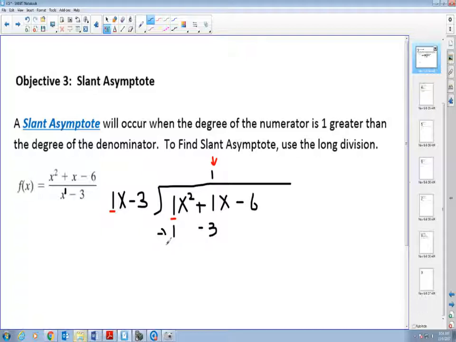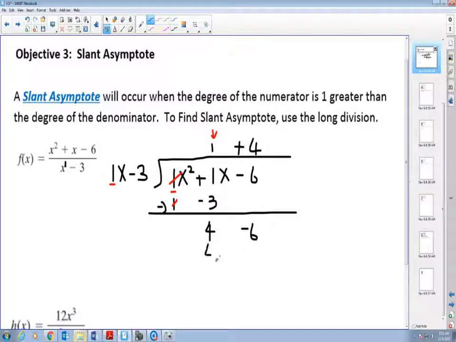In long division, we subtract. 1 minus 1 cancels out. That's what I want, the first term canceled out. 1 minus negative 3 is 4. Bring down the next term, negative 6, and start my process over. 1 going into positive 4 is 4 times. 4 times 1 is 4. 4 times negative 3 is negative 12. We subtract. The first term cancels out. Negative 6 minus negative 12 is positive 6.